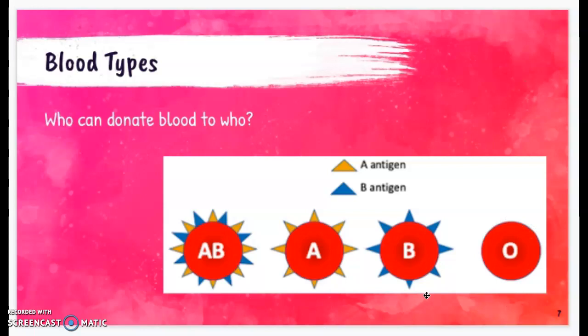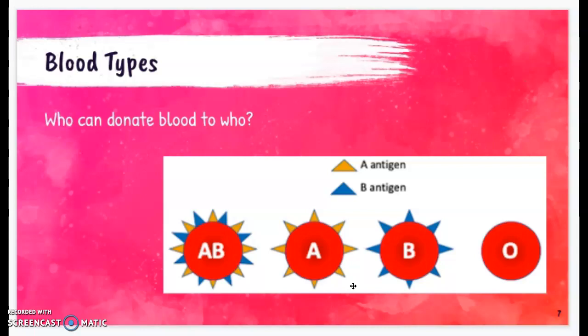Now, this becomes important because if you get a transfusion with antigens that your body is not used to, your body will start killing the red blood cells, but it's also going to cause clotting inside your bloodstream, and it could make you very, very sick. It could even kill you if it's bad enough.